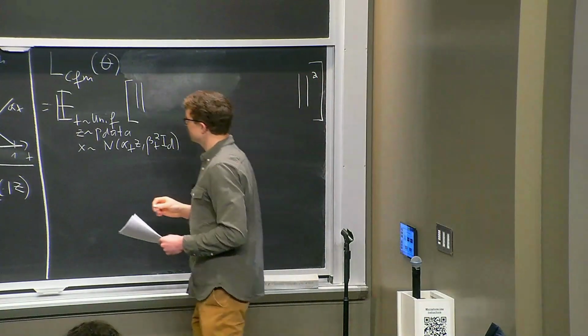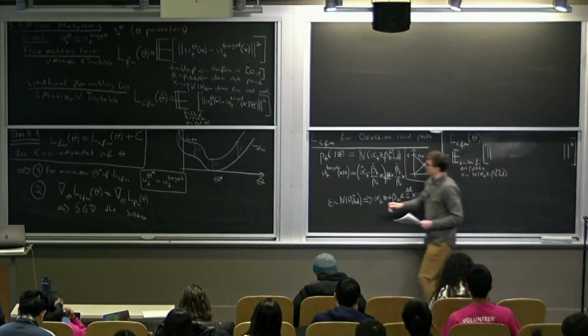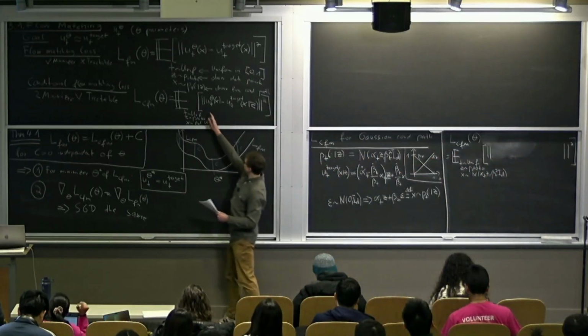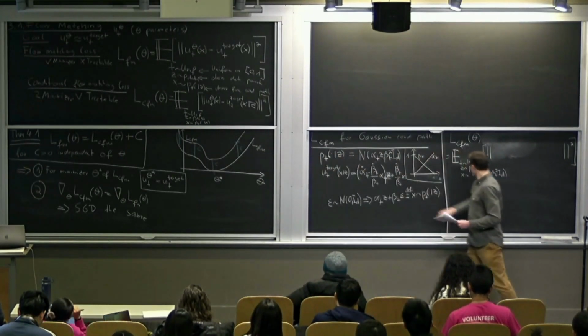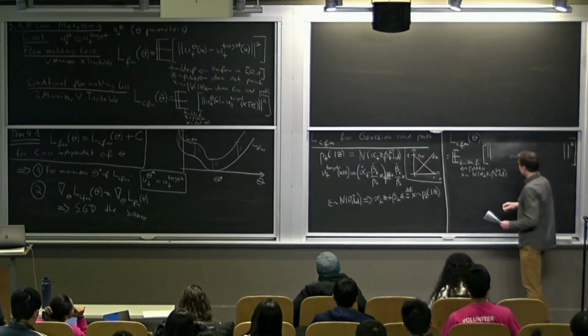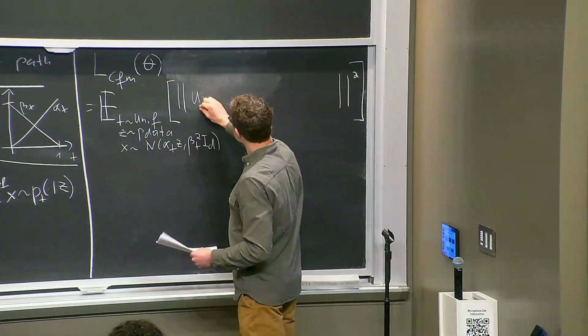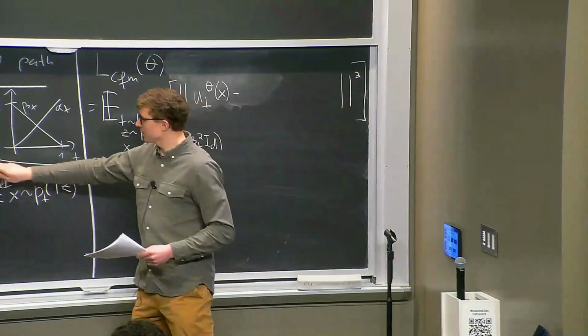So far it's the conditional flow matching loss. I've done nothing here except plugging in the conditional probability path, which is given by this object. So I'm sampling now from this Gaussian instead. And now I'm plugging in this equation.